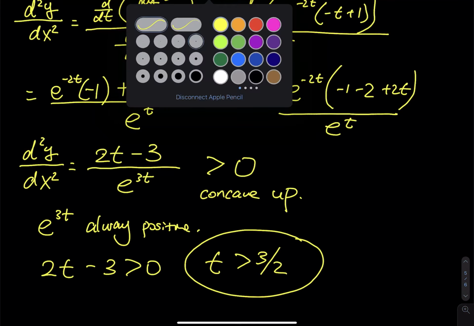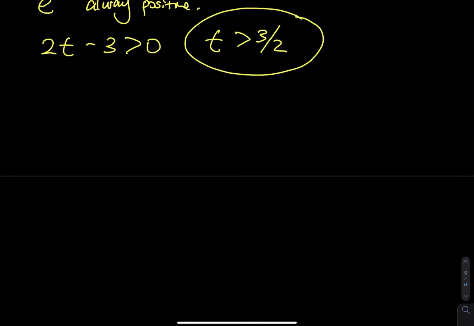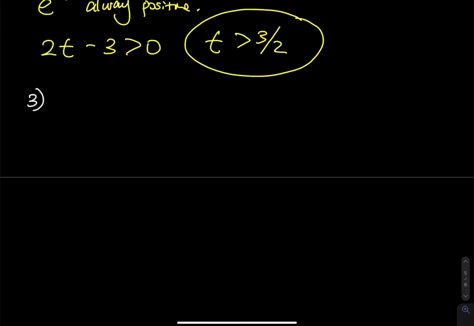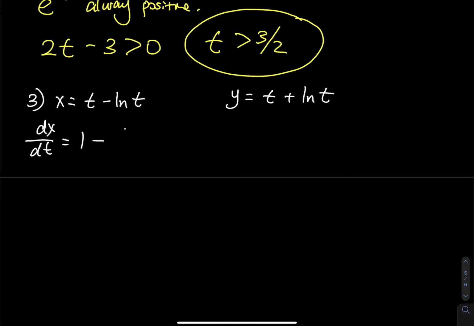I'm going to switch to another color. Number 3, we have x equals t minus ln t, and y equals t plus ln t. All right, take the derivative first, dx/dt. What is the derivative of ln? The derivative of ln is 1 divided by the variable, and then dy/dt.